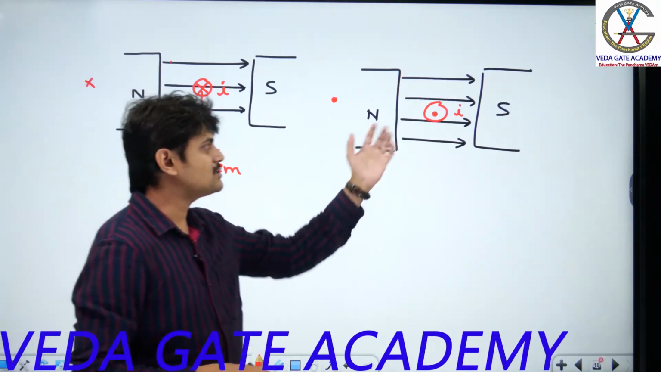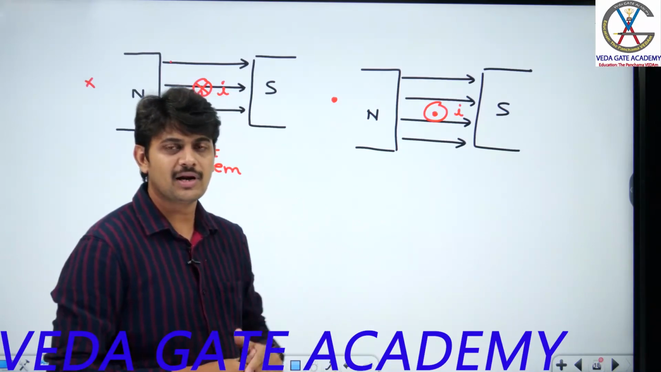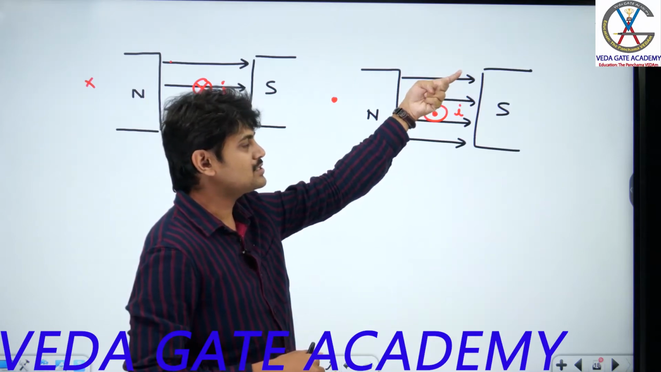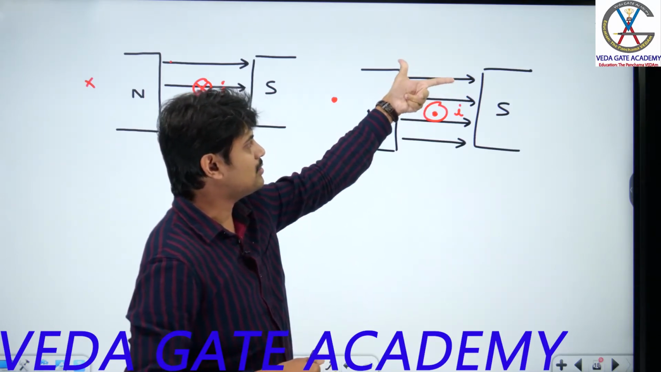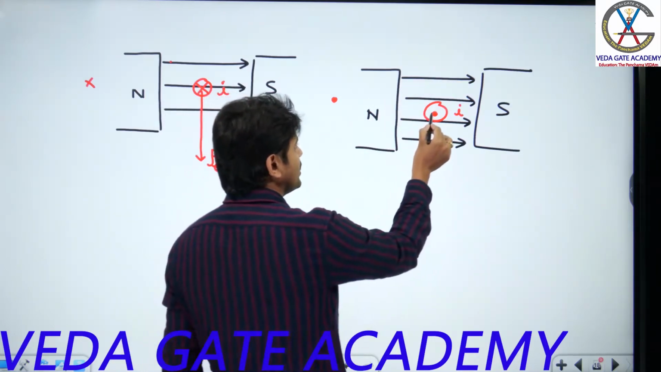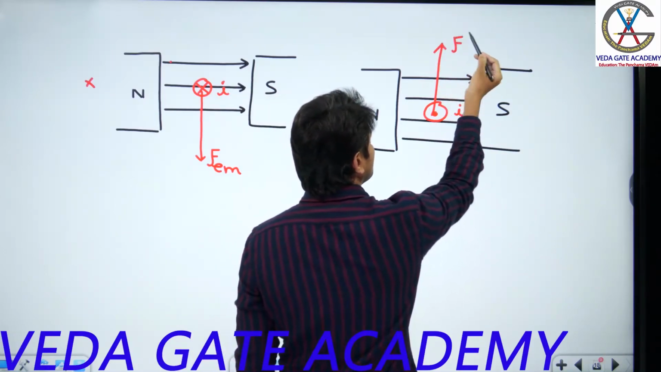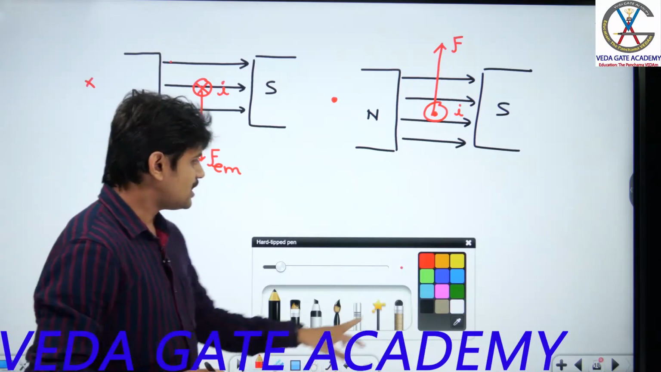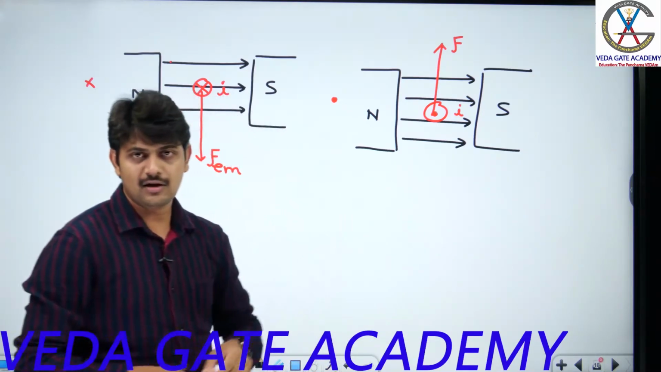To determine the direction of force acting on the conductor, again you have to use Fleming's left hand rule. Forefinger is the direction of flux lines, center finger is the direction of current, into the plane or out of the plane? Out of the plane. So my thumb will be in which direction? Upward direction. So the electromagnetic force acting on this particular conductor is in the upward direction. So this is about how to determine the direction of the force acting on the conductor.